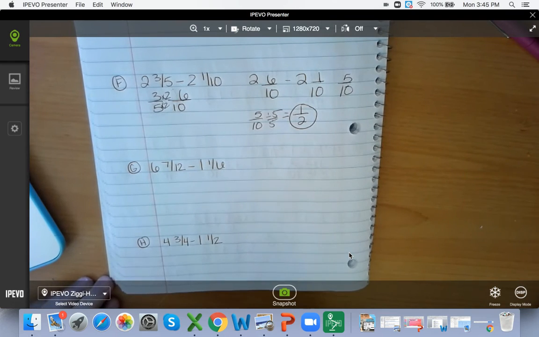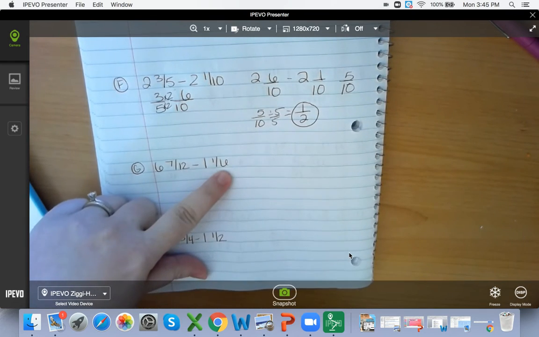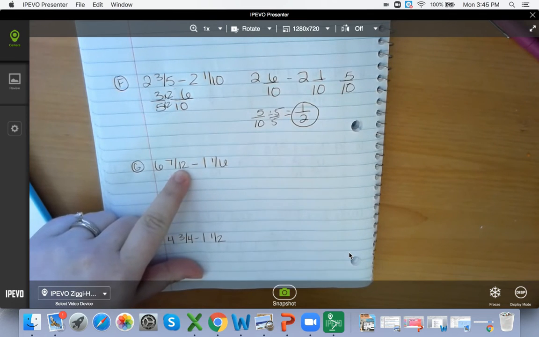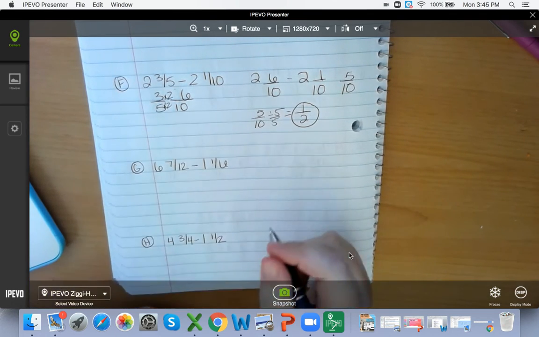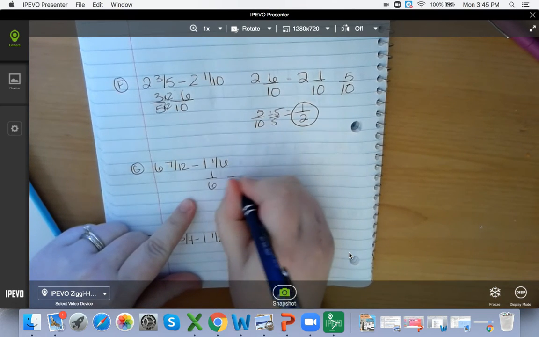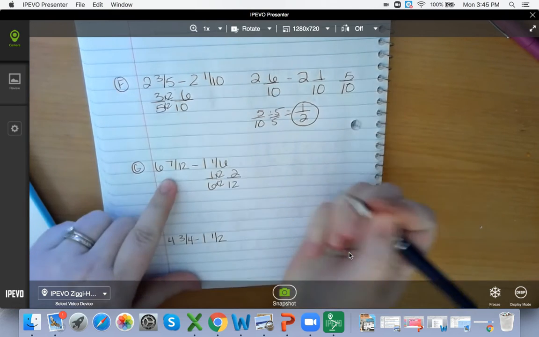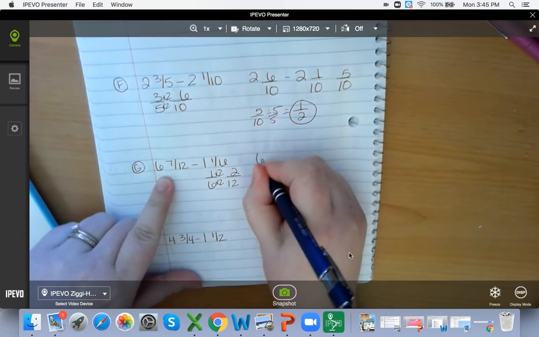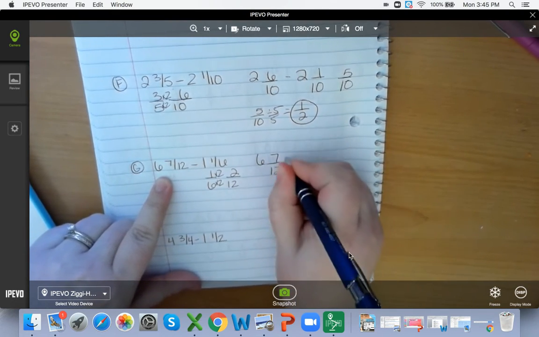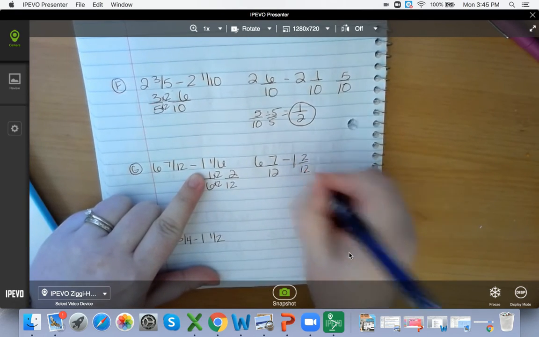All right, let's look at G. So I got 6 and 7/12 minus 1 and 1/6. I know that 12 is my bigger number and that 6 can go into 12. So I am going to change that 1/6 into a 12. The way I do that, multiply by 2. So if I rewrite it, I've got 6 and 7/12 minus 1 and 2/12.